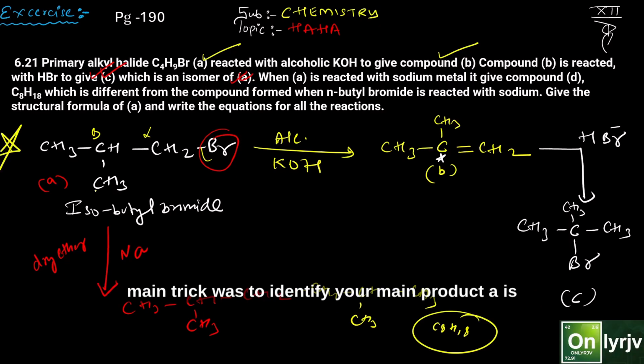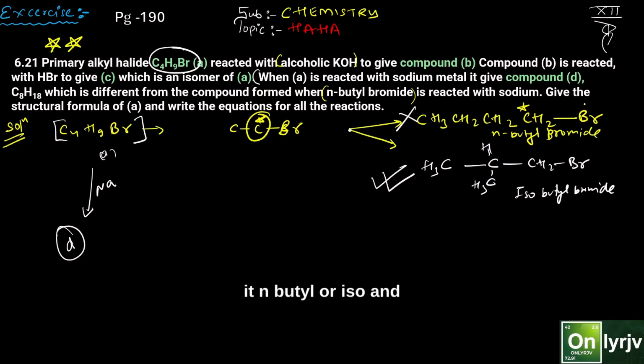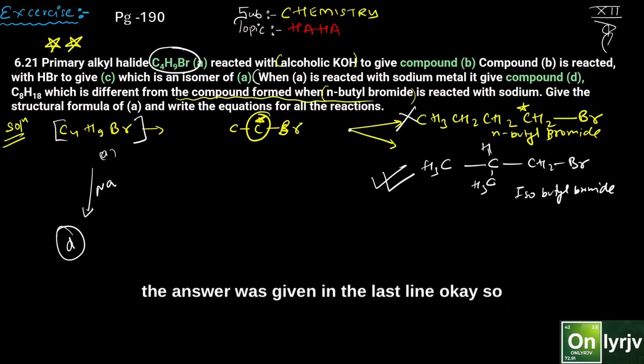So this is the whole reaction. I hope you have understood. Very, very important question. The main trick was to identify your main compound A. Is it N-butyl or iso? And the answer was given in the last line. Okay. So I hope you have understood it. Thank you.